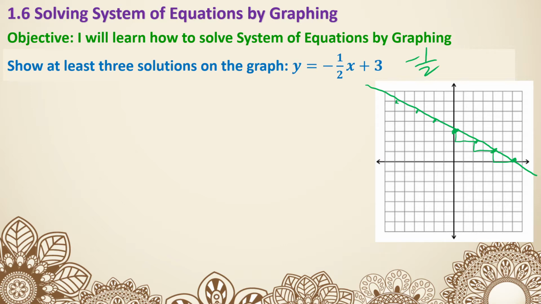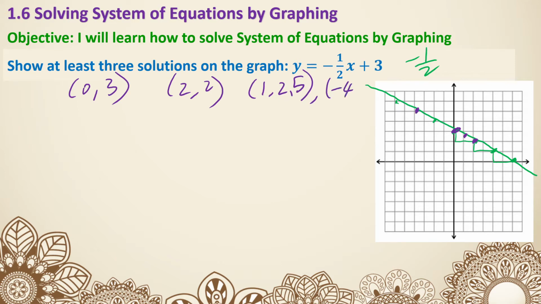The definition told us each point would be a solution because they make the equation true. So let's say we have this one, (0, 3). Or you can have more, let's say that one, (2, 2). Or you want the middle one, that's going to be (1, 2.5). Or if you say you want the negative one, that's going to be (-4, 5). These all work. And again, you might write some points that are completely different than mine, which is fine.